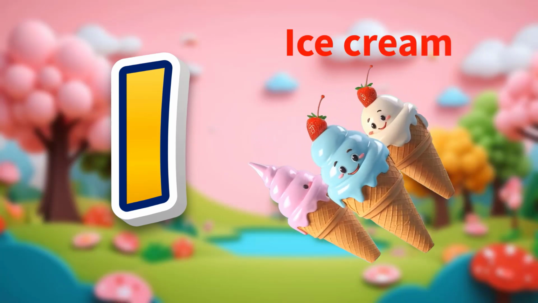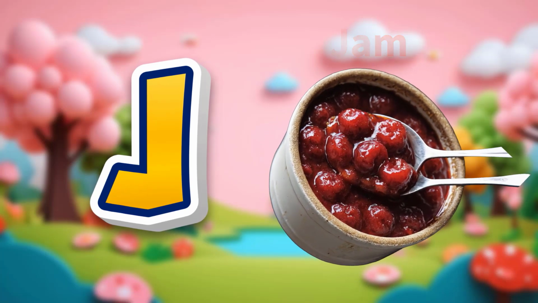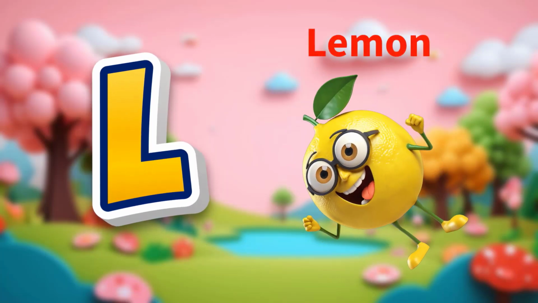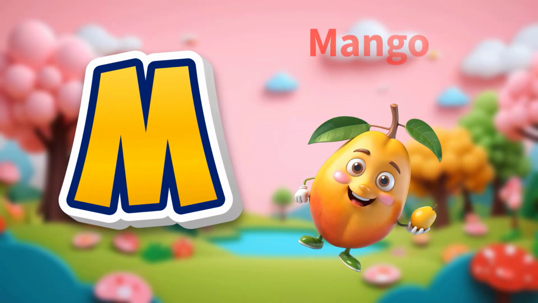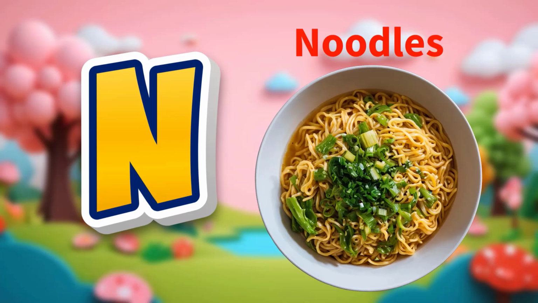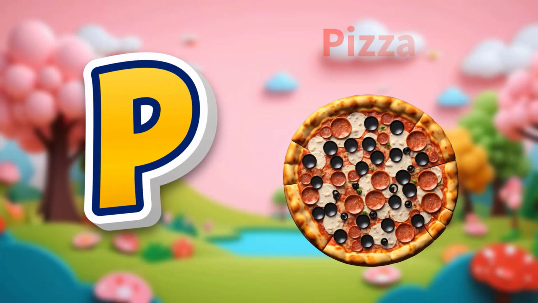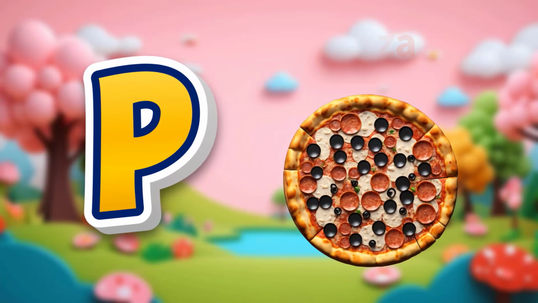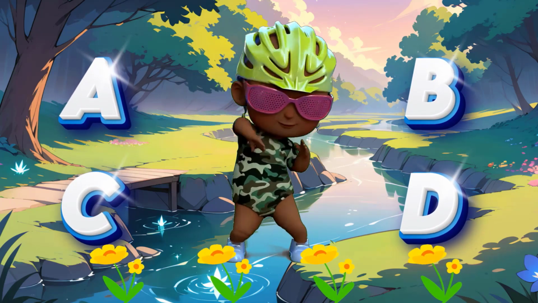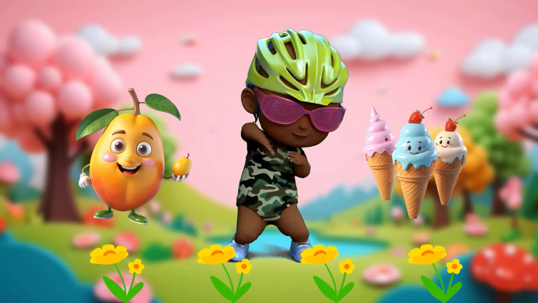I is for ice cream, cold and cool. J is for jam spread on bread in school. K is for kiwi, fuzzy and green. L is for lemon, sour but clean. M is for mango, soft and sweet. N is for noodles, a tasty treat. O is for orange, full of zest. P is for pizza, always the best. Let's sing the alphabet. Foods from A to Z, don't forget. Every letter has a snack. Let's taste them all.